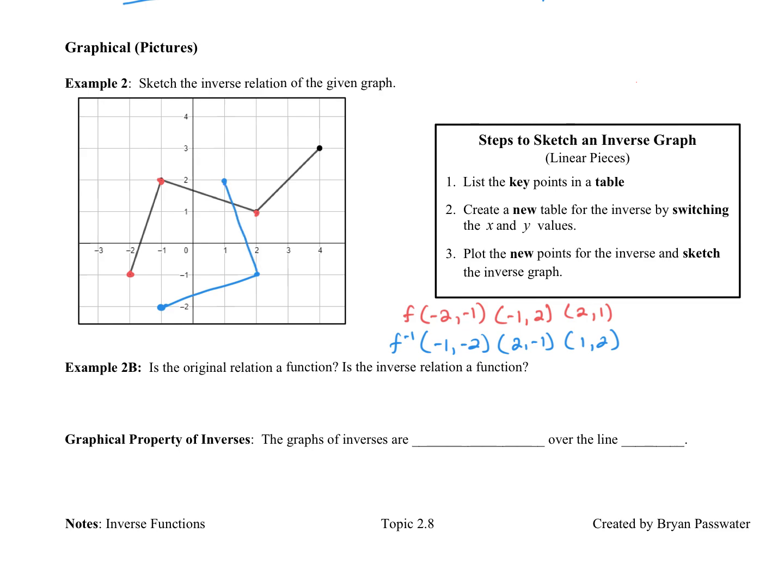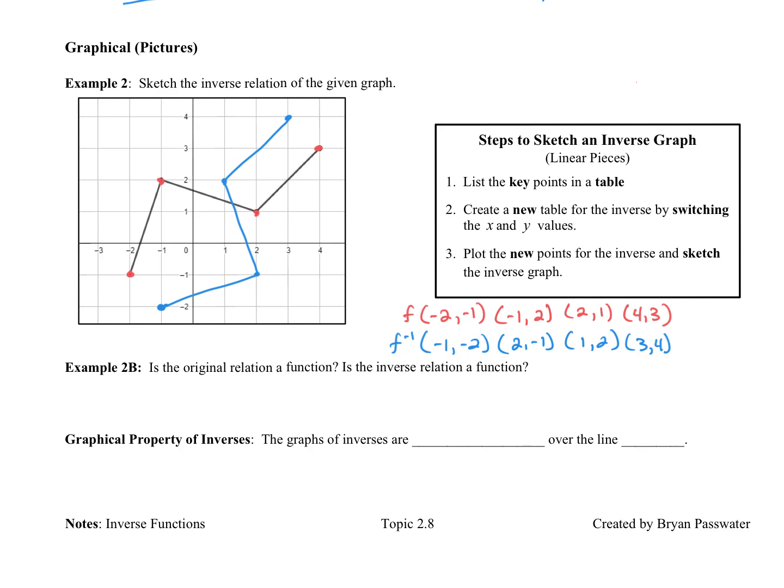And so then my function's ordered pair would be what? 4, 3. And so my inverse's ordered pair would be 3, 4. Now, let's talk about it further. Okay, so that would be the graph of my inverse function.